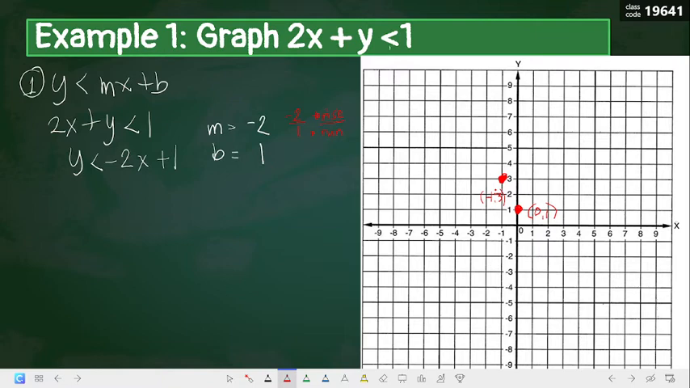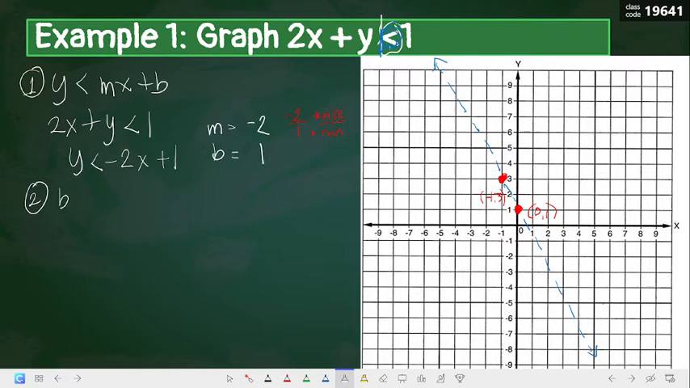Pero, titingnan mo muna, ano ba yung symbol na given. So, because the symbol is, ang symbol natin ay, ito, less than. So, ang gagamitin lang natin na line ay broken line or yung dash line. So, we're making a dash line here. So, mas okay kung gagamit kayo ng ruler para to it. Okay, and then don't forget the arrowheads. So, meron na tayong broken line or yung ating boundary line. So, write natin dito yan.